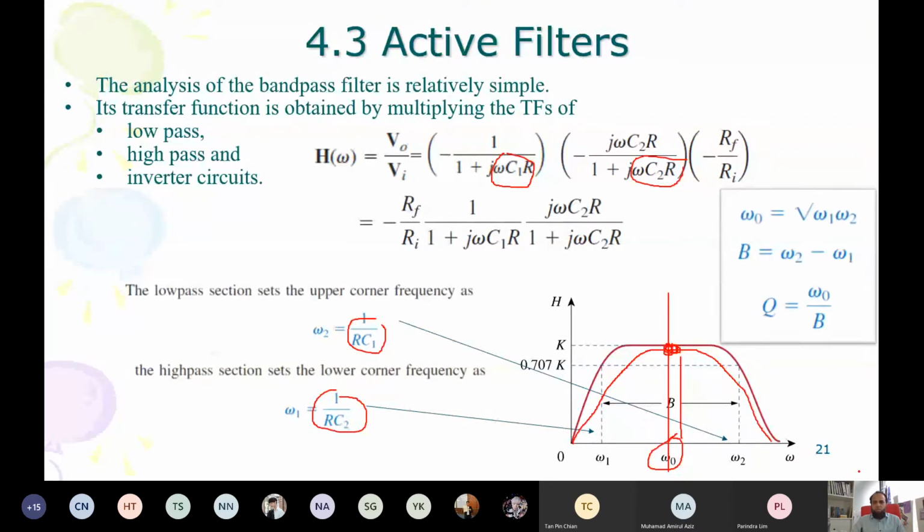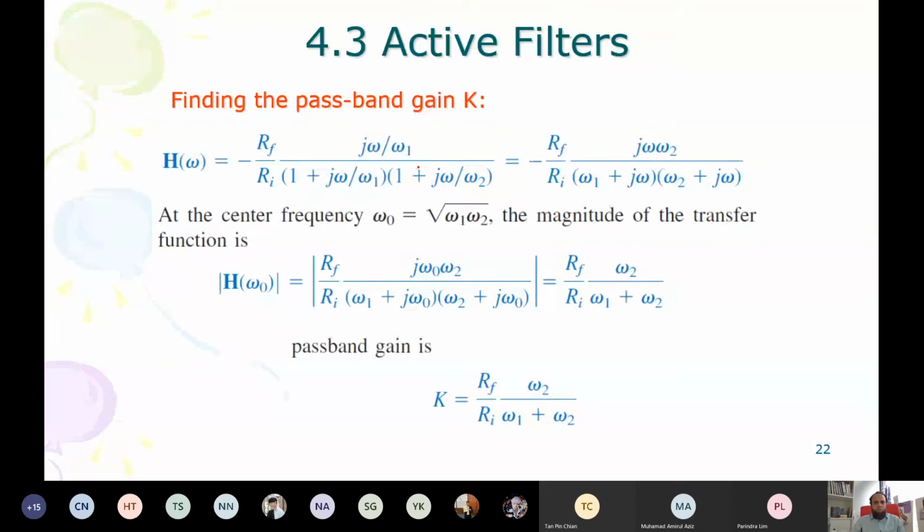So what is omega naught? We know omega naught is equal to under root omega 1, omega 2. So we have omega 1, omega 2 from here. We'll use it to put it here and then evaluate using this omega naught in these values. This is what we have done here. So this is the expression. This is omega 1, omega 2 already here. We replace this omega and this omega and this omega with omega naught, which is this one. You can see omega naught, and omega naught. We replace it here. We'll get the passband gain.